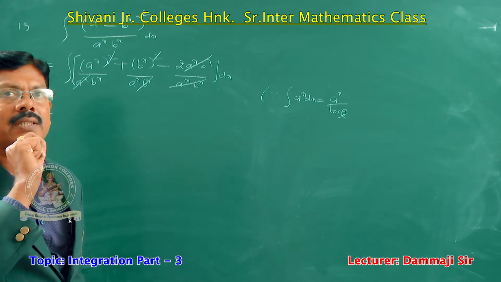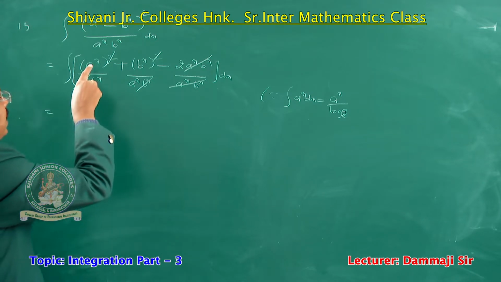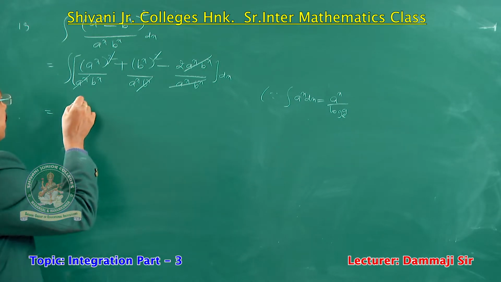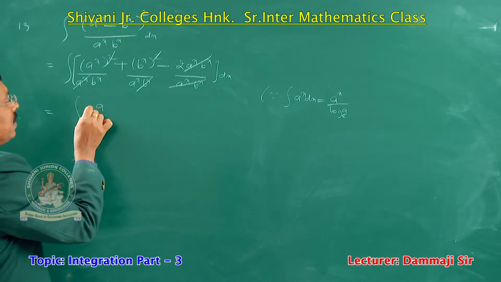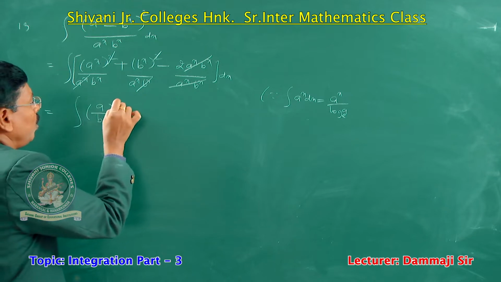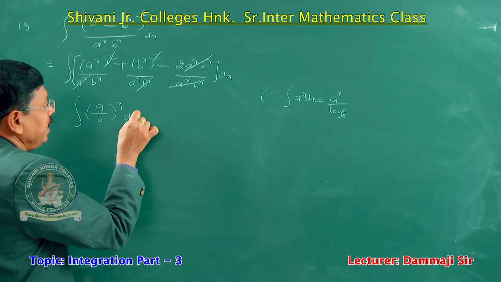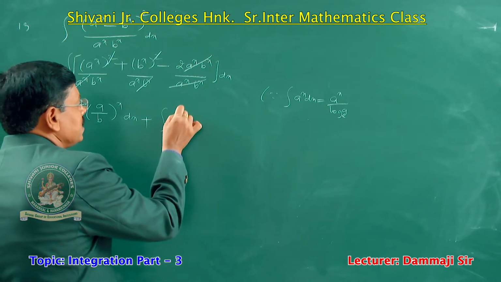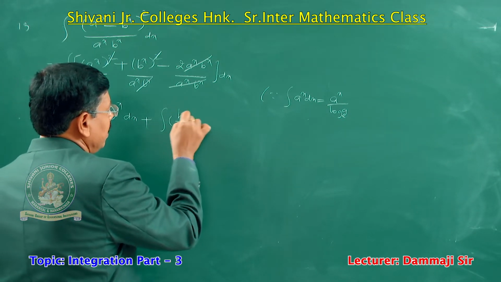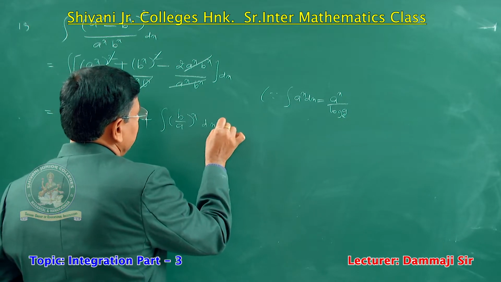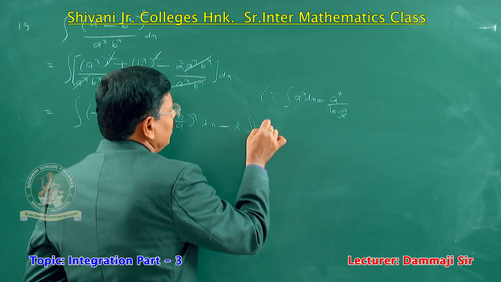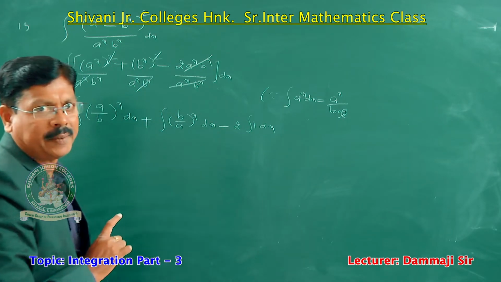Take a power x and b power x and prepare a single term. The term is nothing but a by b whole power x. The second term has the same formation. What about the third term? We get only a numerical value. That's enough.